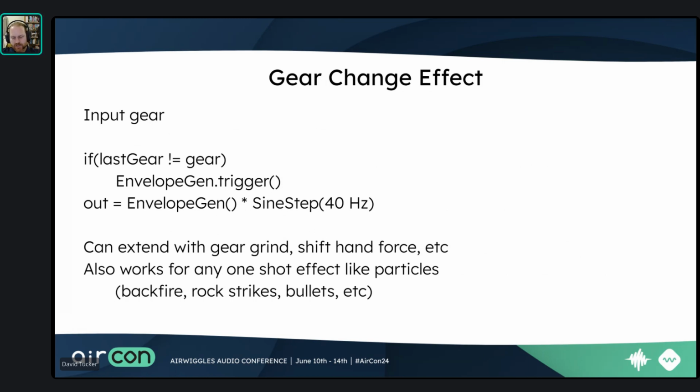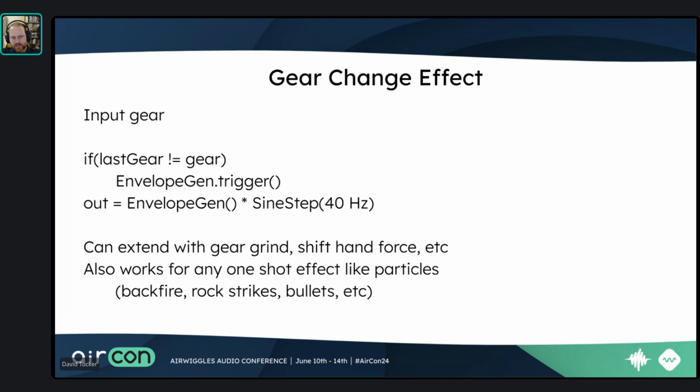So this is easy peasy, right? This is a great way to trigger any sort of triggerable effect. Whatever you multiply against the envelope generator gets run. So if you have a loop of audio, or a pure tone, whatever, you can just trigger it on and off. In real life, we'd extend this out. We would be looking at how poorly the shift happened. If we know anything about the hand force of the shift, we might add in gear grind effects, and so on. And this could be used for anything that's a one shot: particles, backfires, rock strikes, bullets.